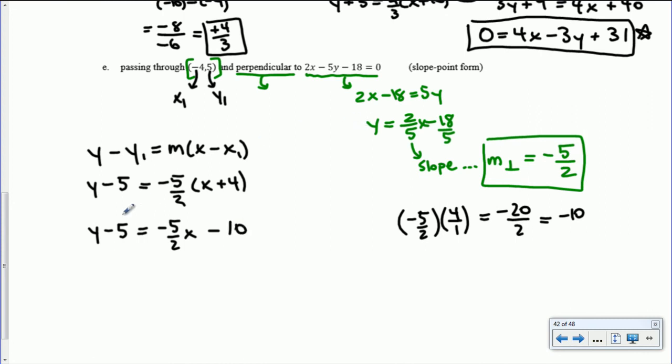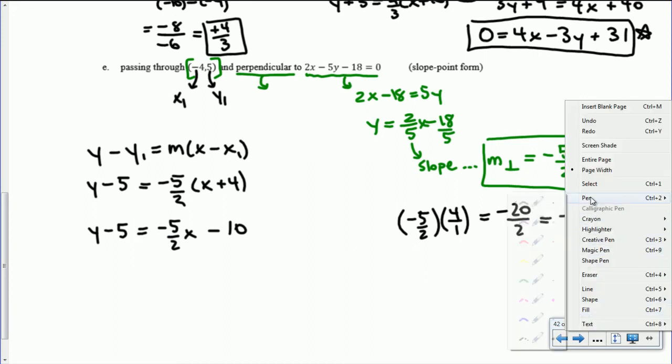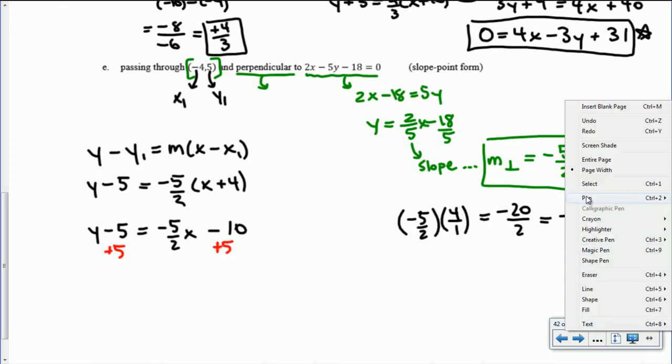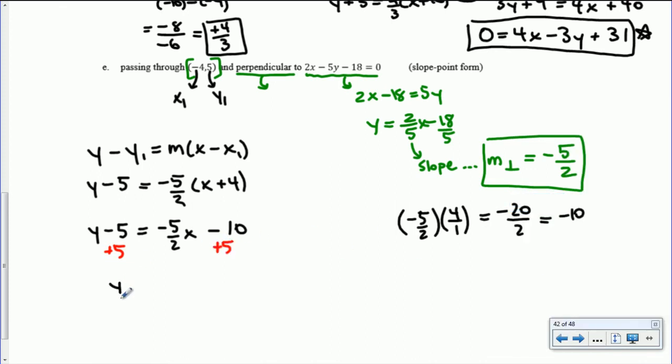Alright, and we're nearly there. We just have to get rid of this negative 5. So add 5 to both sides. Good to go. y equals negative 5 halves x, negative 10 plus 5 is just negative 5.